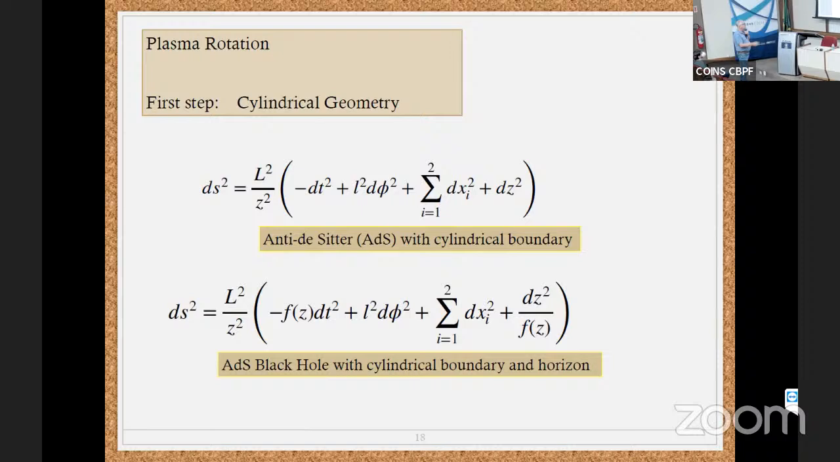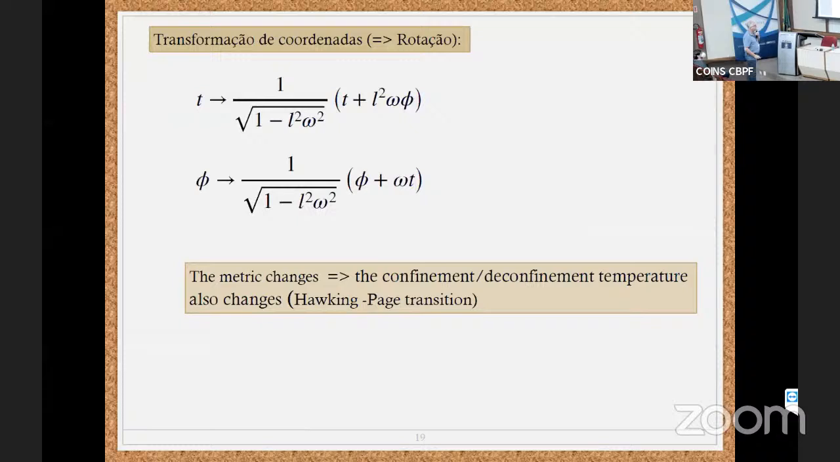So we look at a different space, where in the four-dimensional case the boundary is a cylinder, not a plane, and put the cylinder to rotate by means of a coordinate transformation. And the metric changes, we look at the new metric after the change in coordinates. And then in this new metric, we look at the Hawking-Page transition.